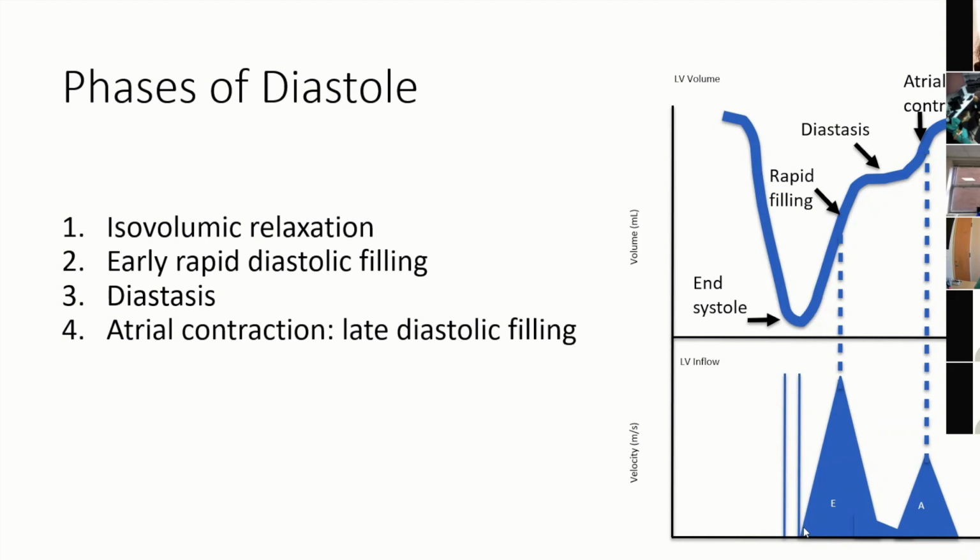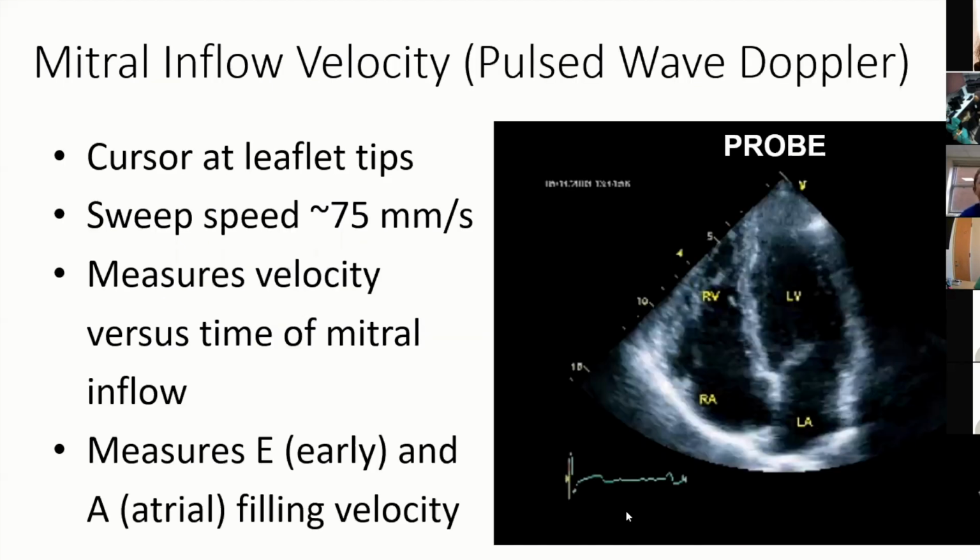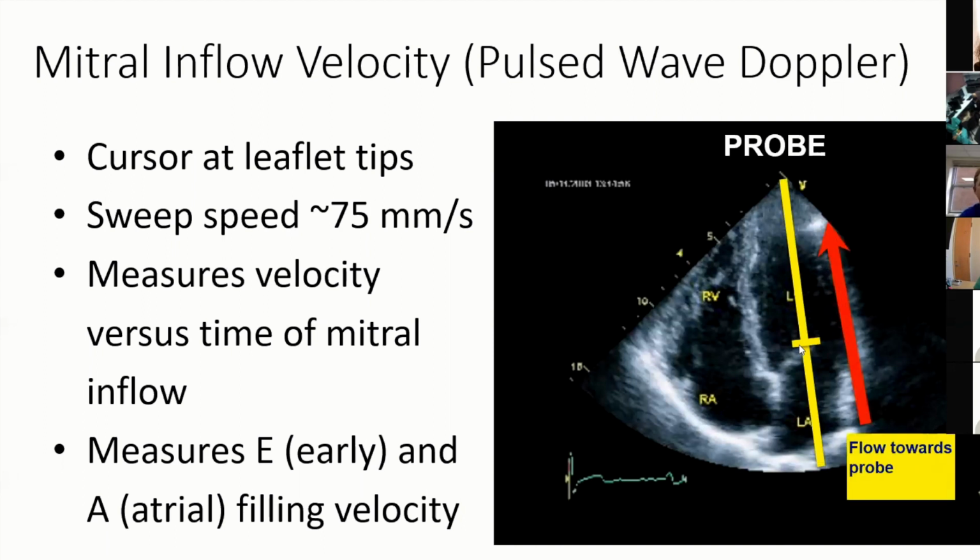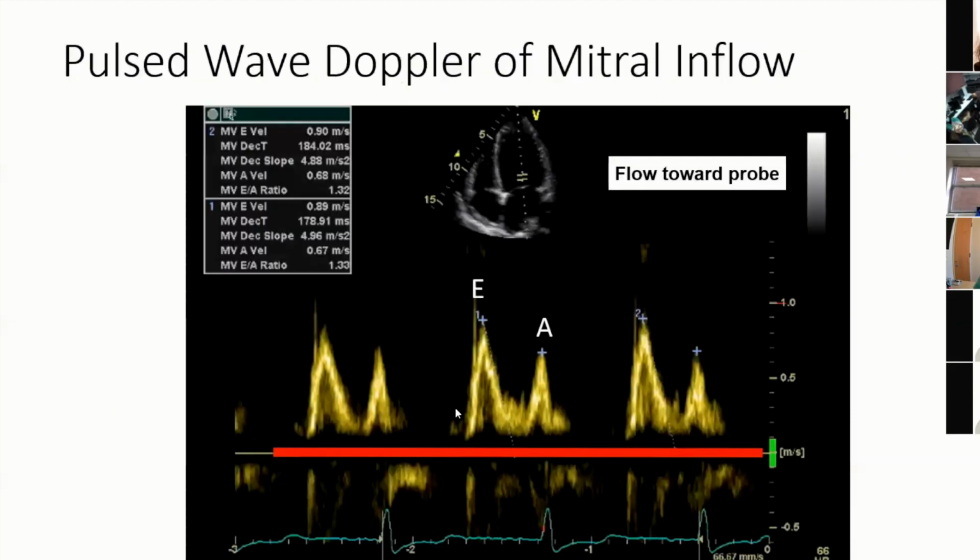Now we can measure how much blood is flowing into the left ventricle. We can actually measure the speed of blood as it flows in. And we do that using pulsed wave Doppler. And what that is, off an apical 4-chamber view, we will take the probe and put this little marker right here at the leaflet tips, and we will measure the speed of blood as it's shooting towards the ventricle. As long as everything's lined up, it's a fairly accurate measurement. And here's what it looks like.